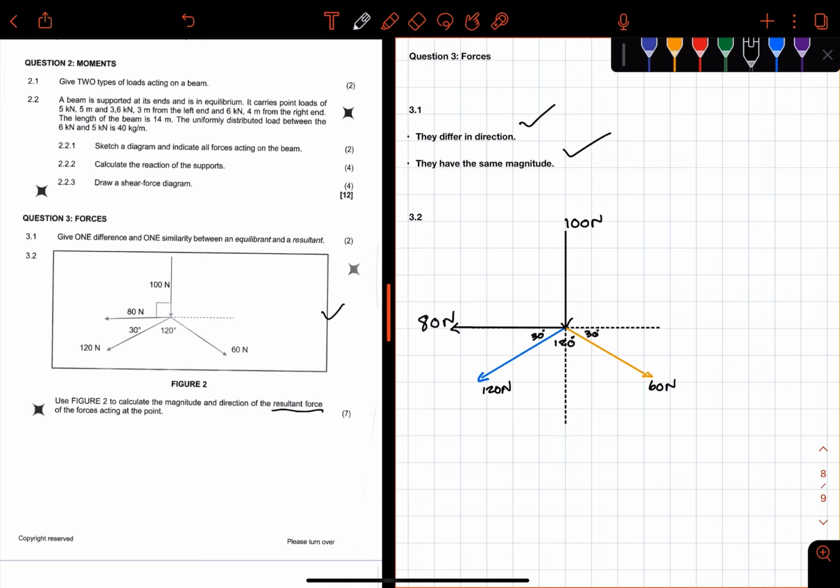Now, what do we do with oblique forces? In order for us to be able to calculate the magnitude as well as the direction of the resultant force, we need to resolve the oblique forces into their components, so the vertical component as well as the horizontal component. Now the horizontal and vertical components of oblique forces will align with the Cartesian plane, hence we can use them when applying conditions of equilibrium, right? So let's get the components of the 120 Newton force and the 60 Newton force, which are both oblique forces, right?